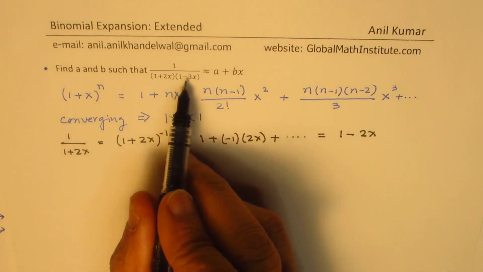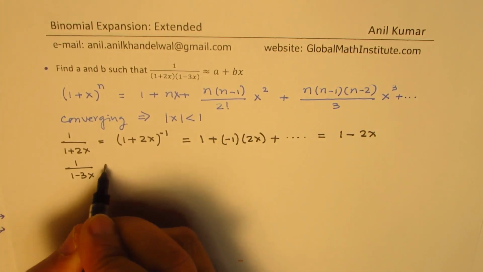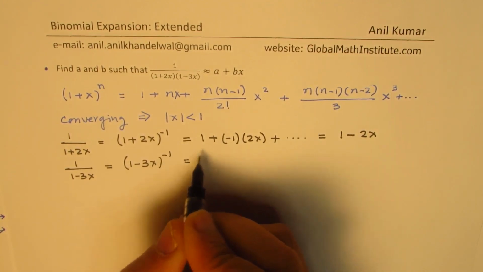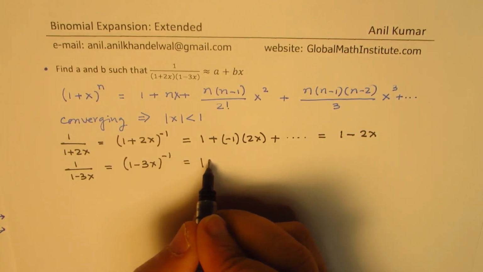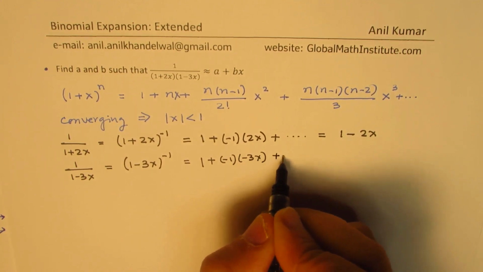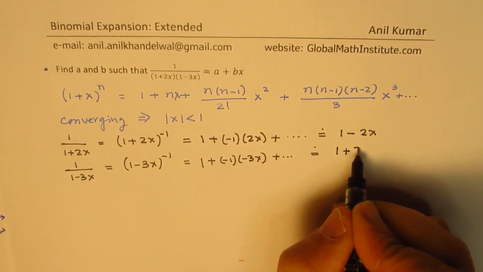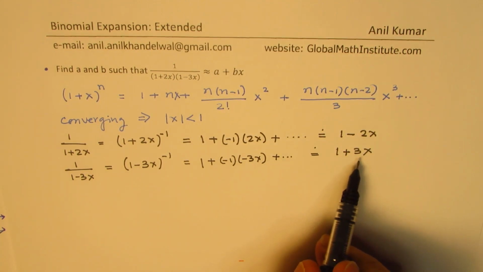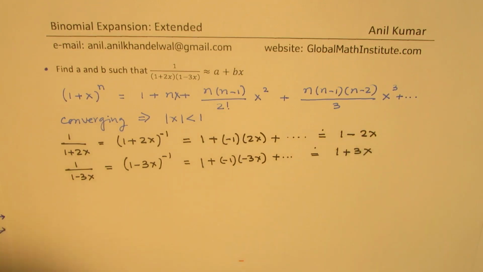Now let's look into the other term, which is 1 over 1 minus 3x. So that should be written as (1 minus 3x) to the power of minus 1. And when you expand, you get 1 plus minus 1 times minus 3x, correct? The other terms will be neglected, and approximately I can write this as 1 plus 3x. So 1 over 1 minus 3x can be written as 1 plus 3x, and 1 over 1 plus 2x can be written as 1 minus 2x.